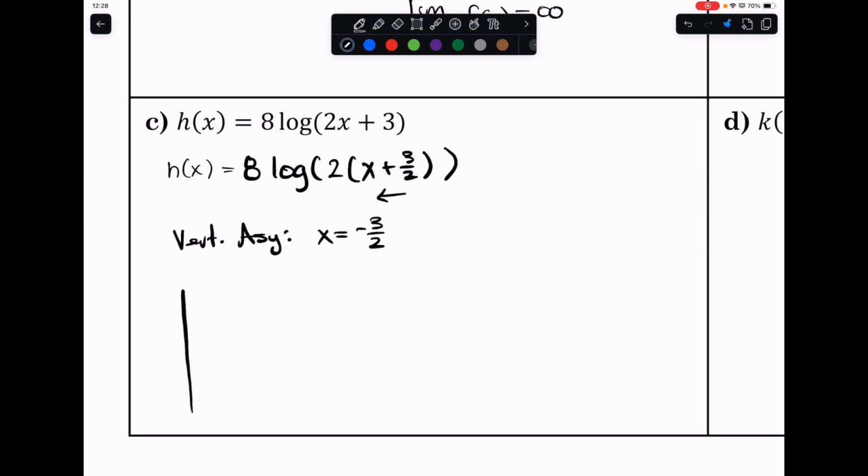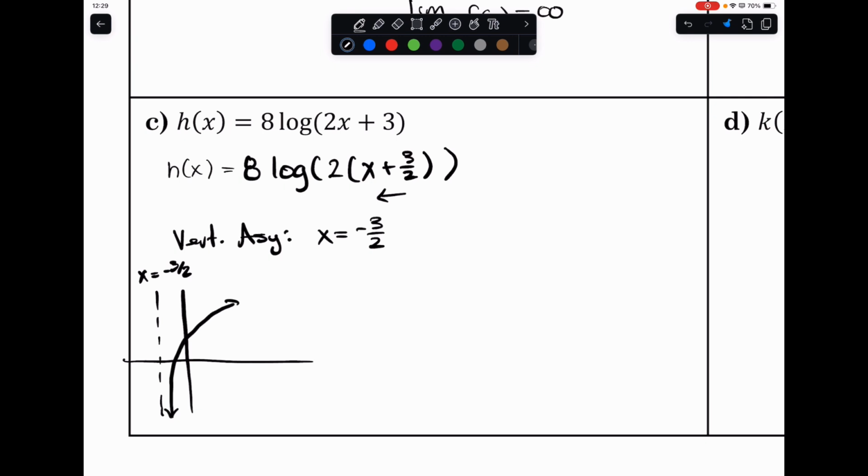So imagine again your x and y axis. We have a vertical asymptote at x equals negative 3 over 2. Since the value of a is positive, that means that the graph is going to increase, and the graph is going to go like that.